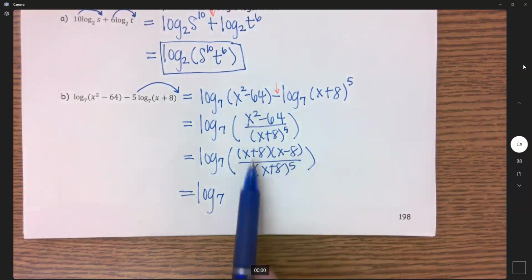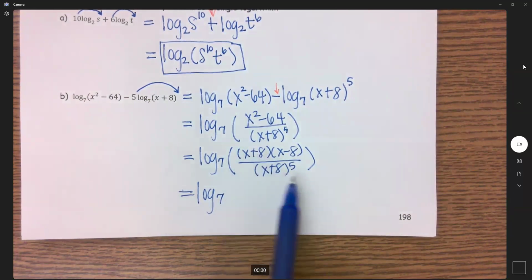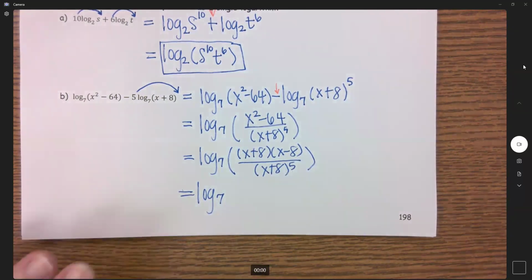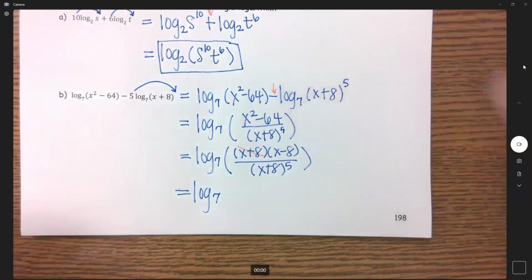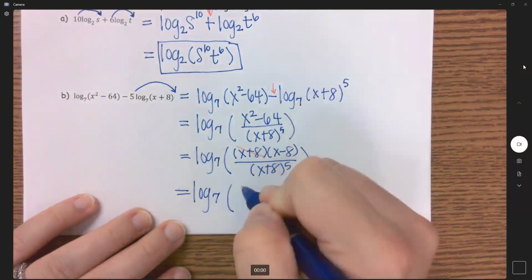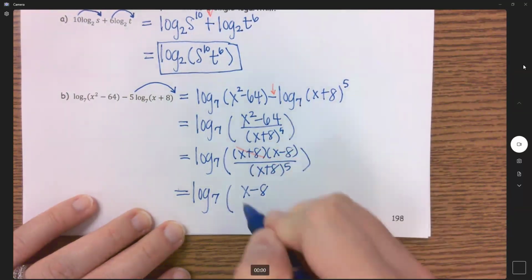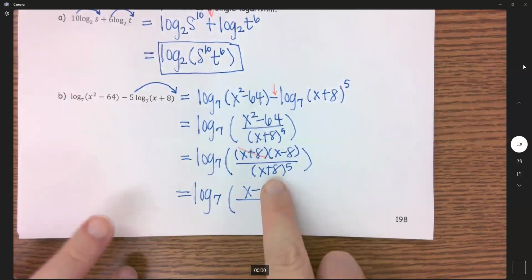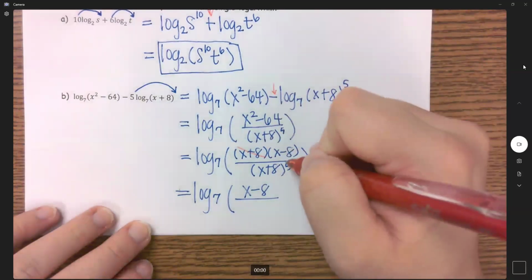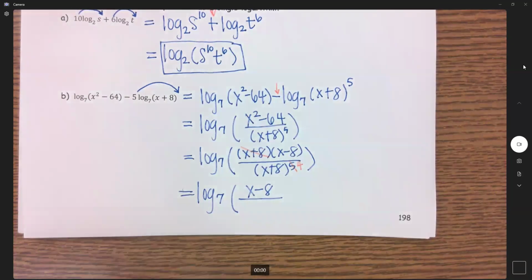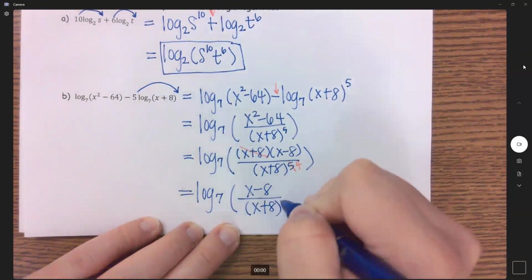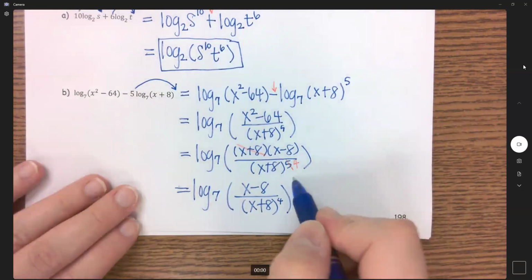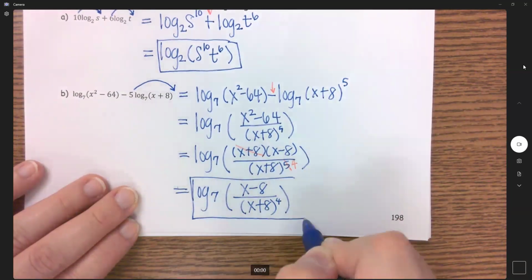So if you notice, I have an x plus 8 in the top and an x plus 8 in the bottom. In fact, we have 5 of them, so those can cancel. So one's going to cancel on the top. So all I am left with is x minus 8 in the numerator. And then I had 5 in the bottom. So now that's going to become 4. So this will be over x plus 8 to the 4th. And there is my final answer.